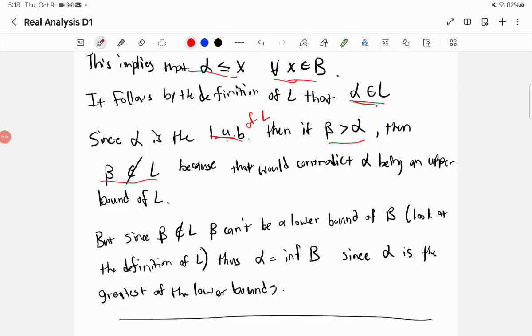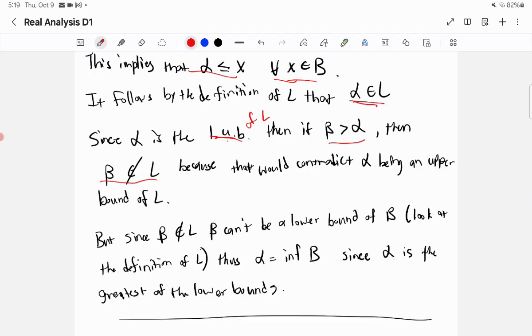This is probably the trickiest part of the reasoning, but if beta is greater than alpha, and alpha is an upper bound of L, now, beta can still be an upper bound of L, right? It's greater than alpha. So since alpha is the smallest upper bound, beta can still also be an upper bound of L, but it cannot be a member of L, right? Because alpha is already a member of L. Every other upper bound cannot possibly be a member of the set L, right?